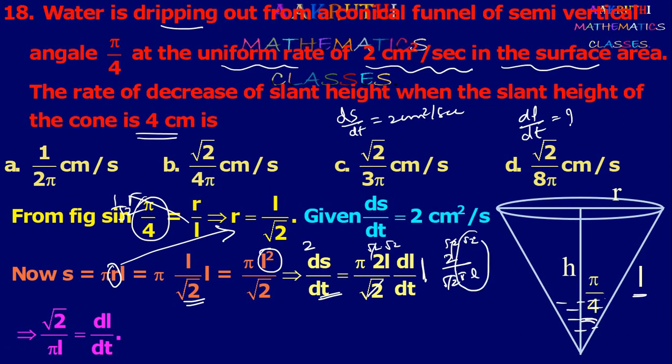That is dl by dt equal to root 2 divided by pi L. So this 2 can be written as root 2 into root 2, so one root 2 gets cancelled here. Therefore dl by dt is root 2 divided by pi L.